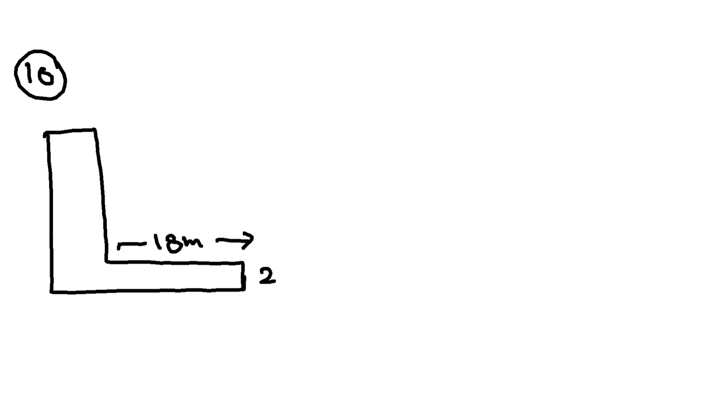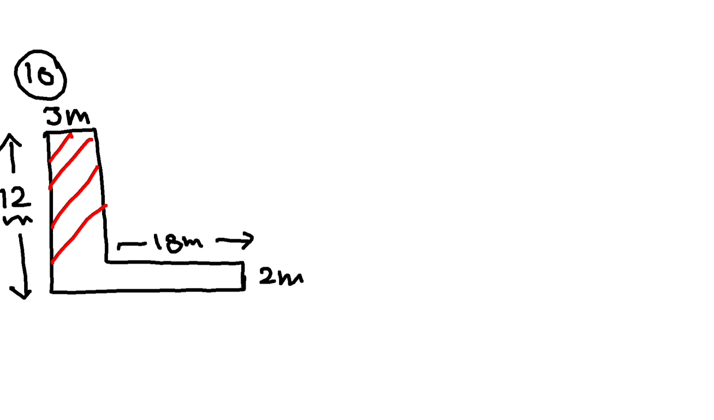Now go to the final question, that is question number 10. Two questions are there, similar. I shall explain the second part. So there is a figure. The figure goes like this. They are saying this much is 18 meter and this much is 2 meter and this length is 12 and this length is 3. Now you have to find the area of the shaded region, that means this entire portion.